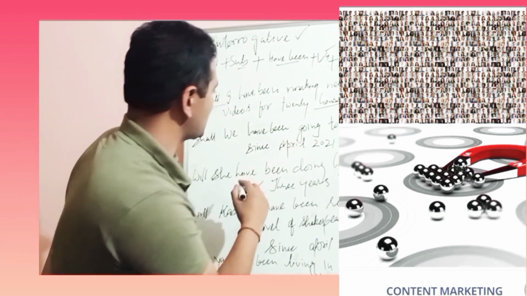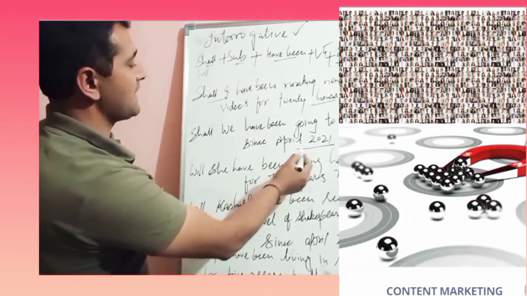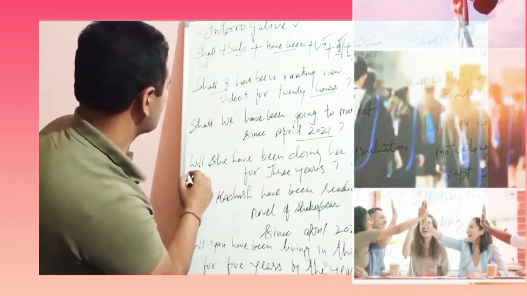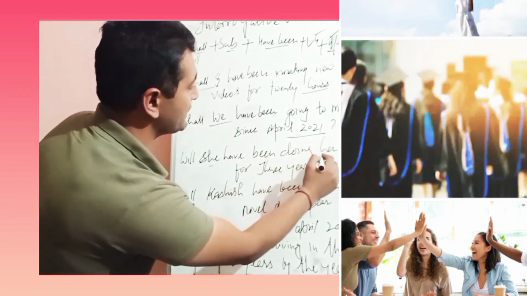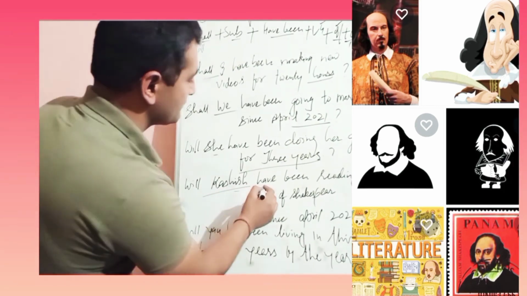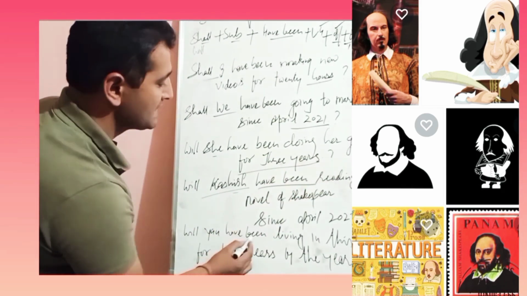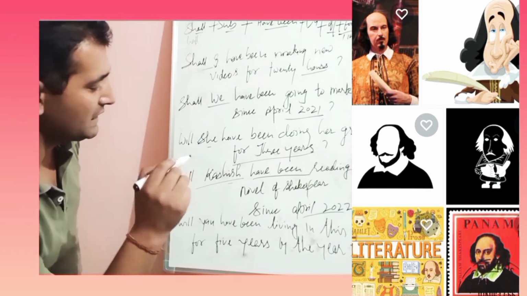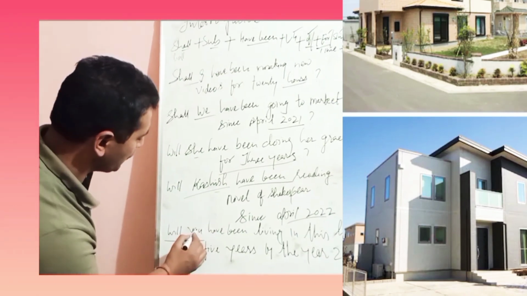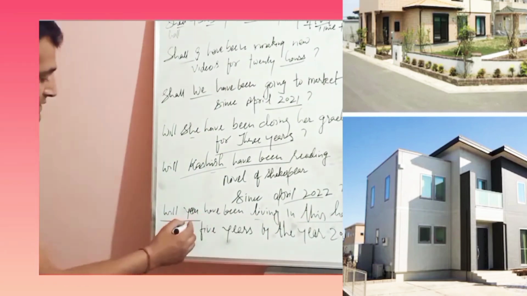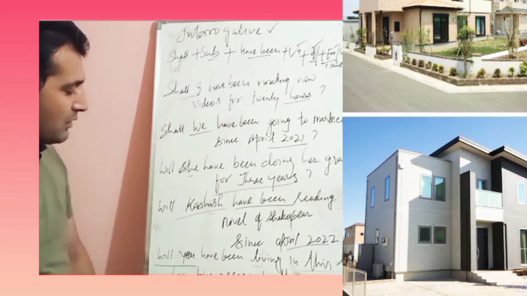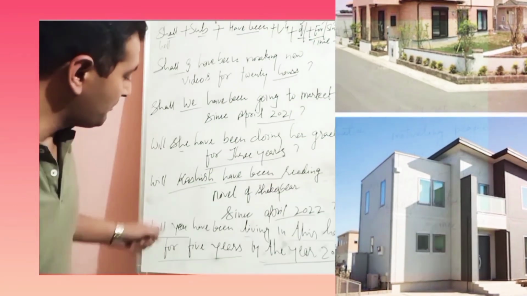And shall we have been going to market since April 2021? Okay, will she have been doing her graduation for 3 years? And will Kashish have been reading novels of Shakespeare since April 2022? Next one, will you have been living in this house for 5 years by the year 2025?